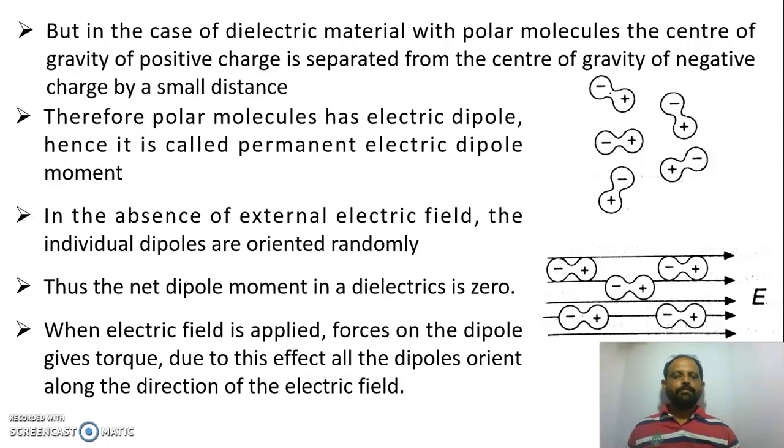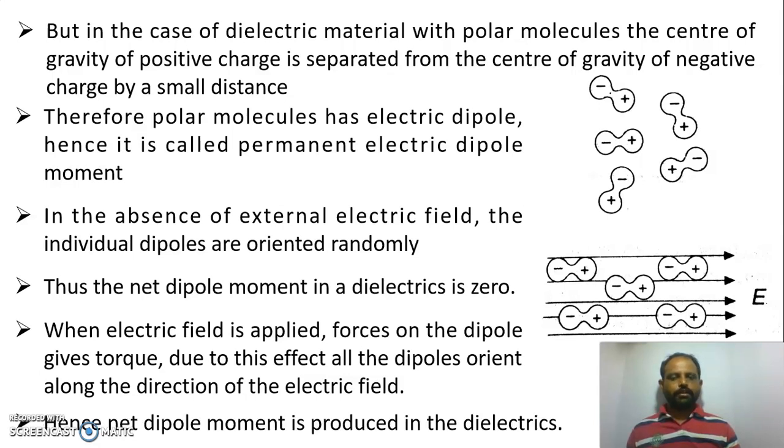When the electric field is applied, the force on the dipole acts. Because here you can see they are randomly arranged, so when the force is applied, the force is different at different points, and therefore there will be a torque. So those dipoles will rotate and will be arranged in this manner, in the direction of the electric field. Due to this effect, all the dipoles orient in one direction along the electric field.